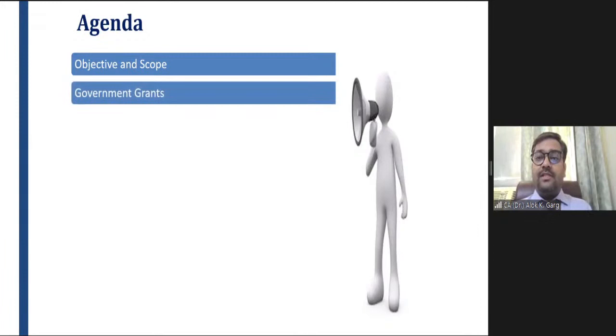then we are going to discuss what is the meaning of government grant. So first we will discuss the objective. We discussed the objective already. Then we will discuss the scope. When I say scope, we will discuss what is out of scope. Okay, and what is out of scope apart from these 4-5 line items, everything is within the scope.